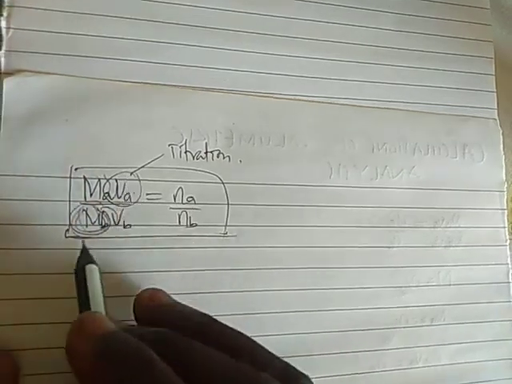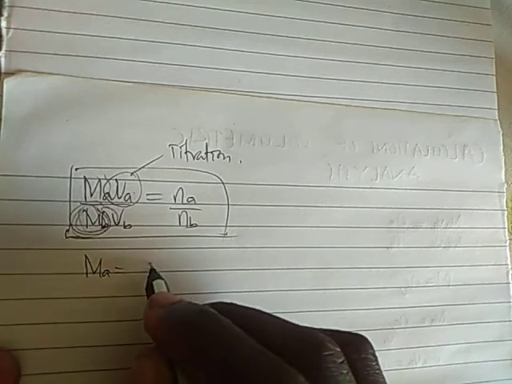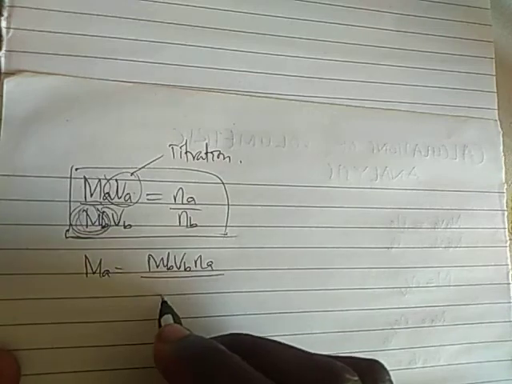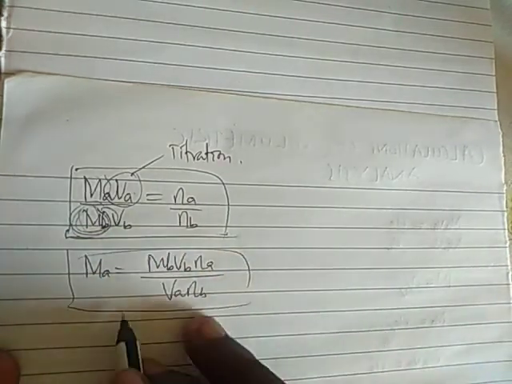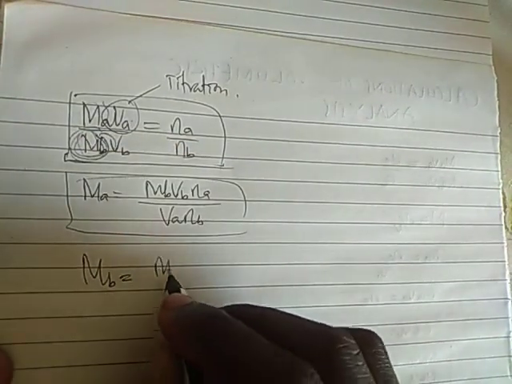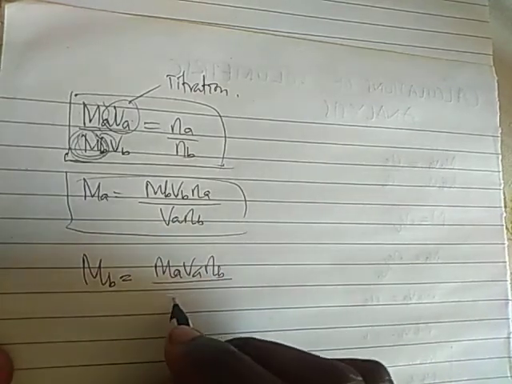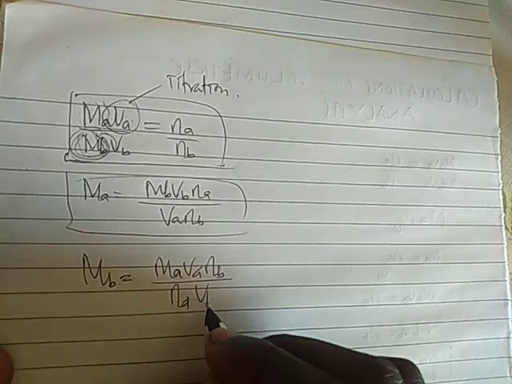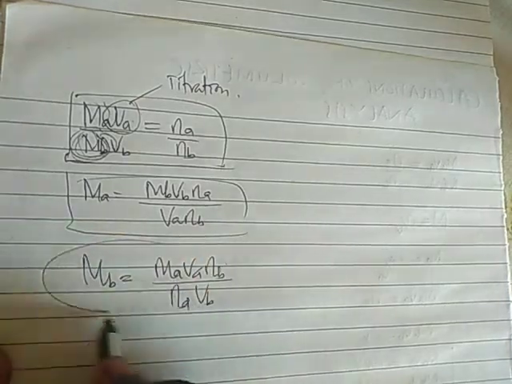If the molarity of any of these is known, now tunaangalia kwamba molarity of acid itakuwa ni molarity of base, volume of base, number of moles of acid, then volume of acid, number of moles of base. And kama tunatafuta base, maana itakuwa molarity of base is equal to molarity of acid, volume of acid, number of moles of base, number of moles of acid, volume of base. Kwa hiyo unakuja kuona equation yako inakuja kwa hivyo.